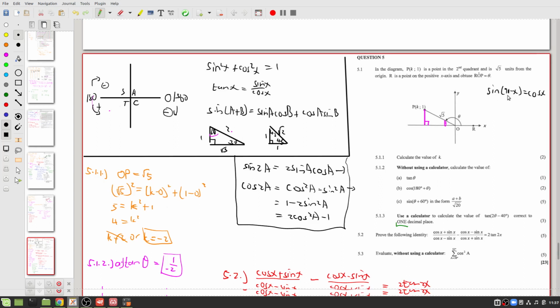Right? So 90 minus x and x, together these angles add up to 90 degrees. So if you have two angles that together make 90, then they are the same if one is sine and the other one is cos. For instance, sine 30 and cos 60. These two together add up to 90, so they are equal to each other.